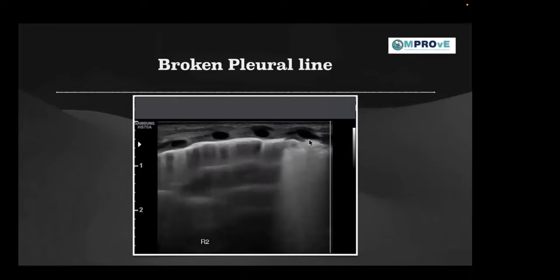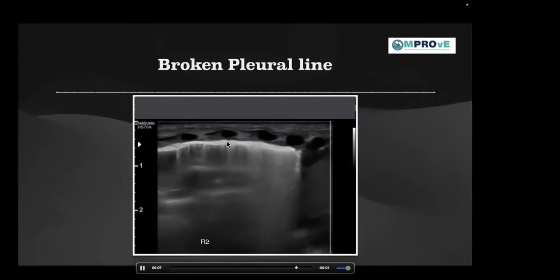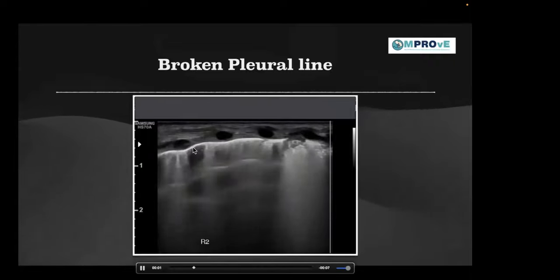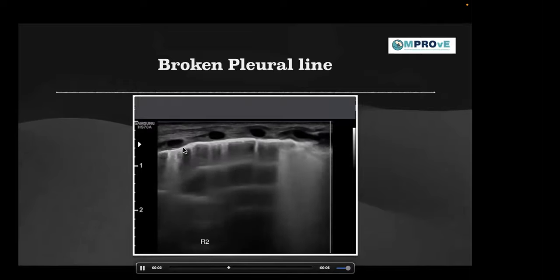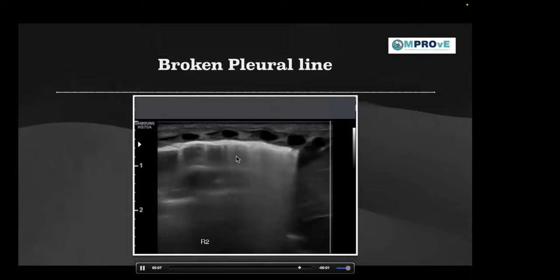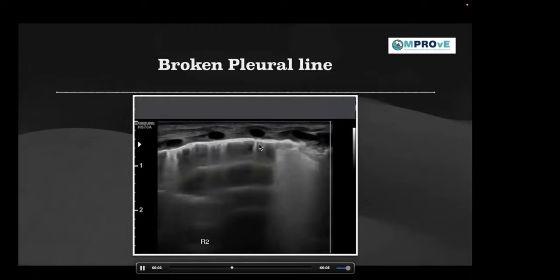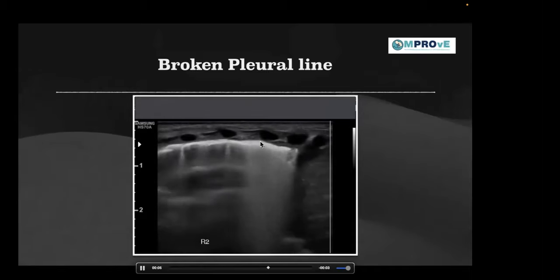Coarse and thickened pleural line, this is what I was talking about. So this is a discrete line here. It's very discrete because this is a non-involved area. And when you come down here, where the pneumonic process is ongoing, you can see it is broken and quite thick.